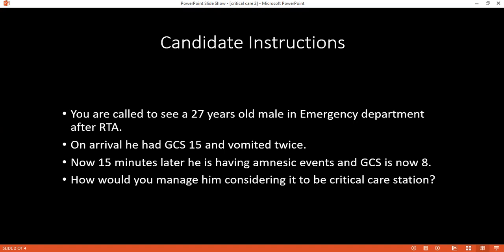Can you please tell me what do you understand by the term Cushing's triad? Cushing's triad consists of the signs hypertension, reflex bradycardia, and irregular respiration. How is it different from Cushing's reflex? Cushing's reflex is the body's physiologic response, a combination of sympathetic and vagal response, due to increased ICP.